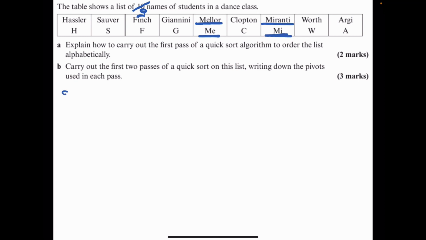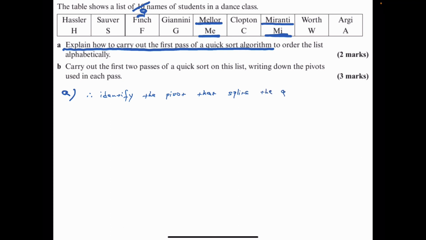Okay? In part A, they are asking you to explain how to carry out the first pass of the quicksort algorithm. That means you need to describe it. You just need to write it, basically. So the first step, obviously, is to write down the list. And the next step is to identify the pivot that splits, and you just write it also on the exam, that splits the given list into two sublists.